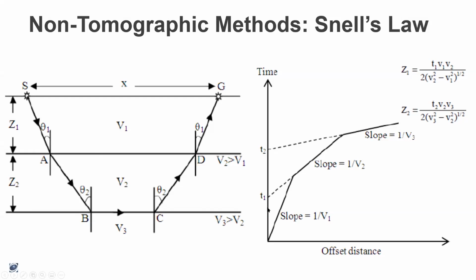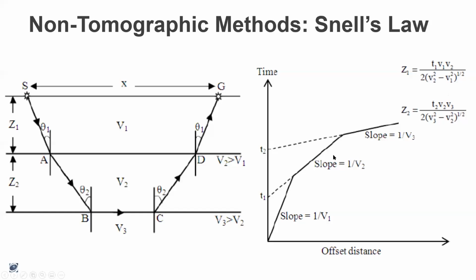Because when we have a time offset plot like this, we're able to pretty easily derive the layer velocities. The missing parameter to create an Earth model is the layer thicknesses. And these equations can be derived from Snell's law for Z1 and Z2, so layer thickness for layers 1 and 2. And you can apply this to an arbitrary number of layers, so it's not just limited to a 3-layer model.